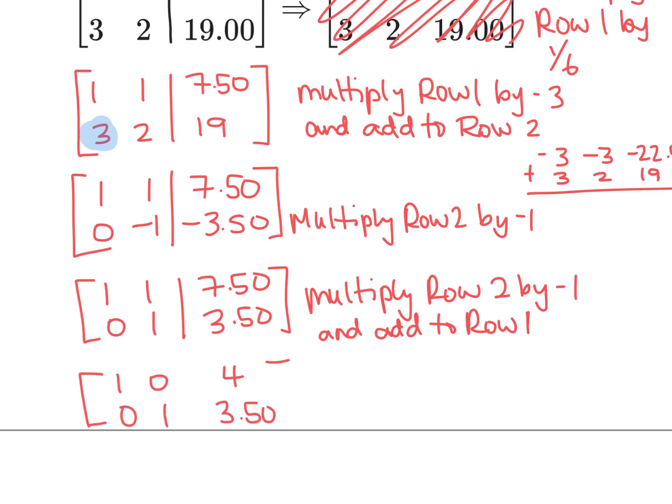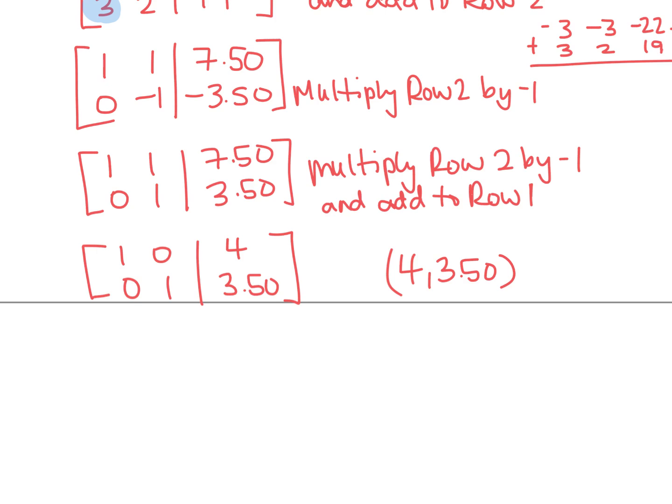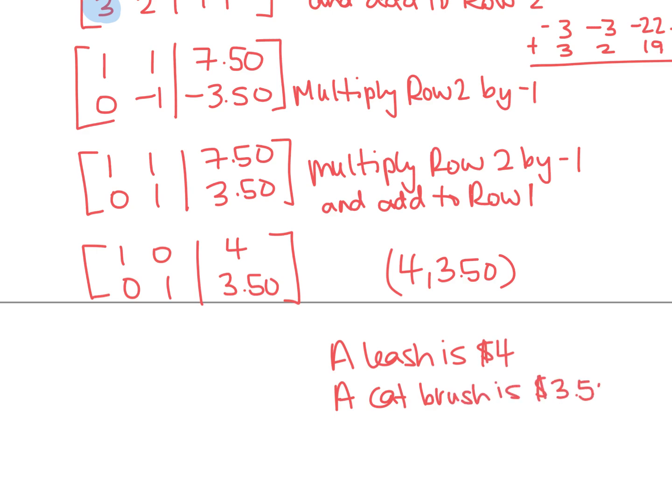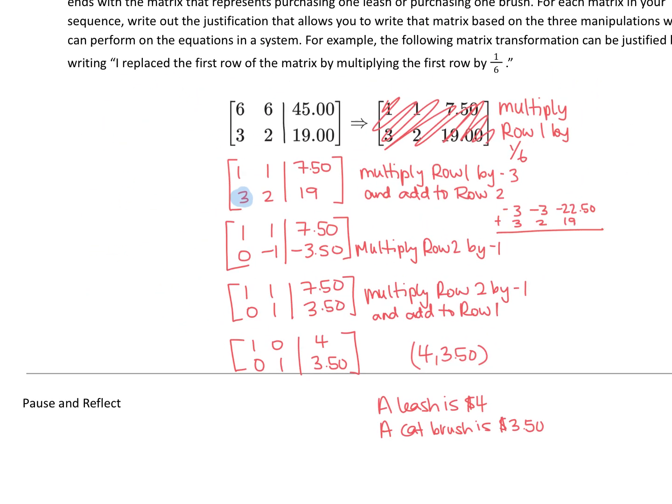And then both of our solutions have shown up, right? So we can say now our solution is (4, $3.50) if we want it as an ordered pair, or if we want to interpret it, like what does it actually mean, we can say a leash is $4, a cat brush is $3.50.